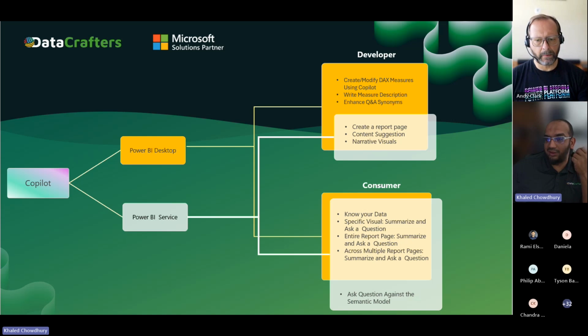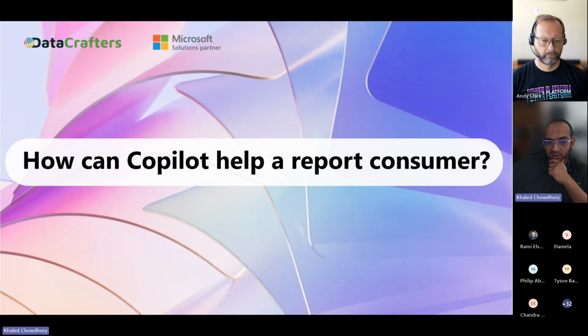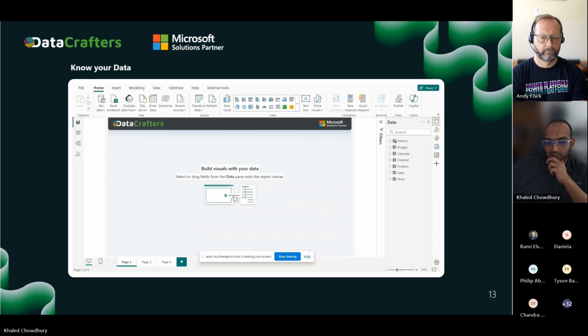So there are certain things with DAX, measure descriptions, and Q&A, which are developer features that are more Power BI Desktop focused right now that we cannot do in service. So let's start from a consumer perspective. How can this work for a consumer? This is a good old report, and we're doing this in Desktop, but as you can tell, we can do this in Power BI service as well. So we are trying to figure out, tell me a little bit about my own data.